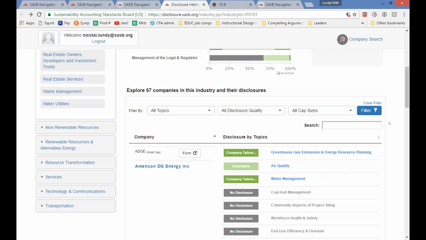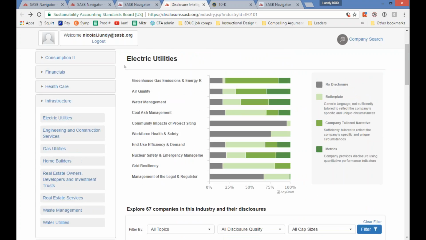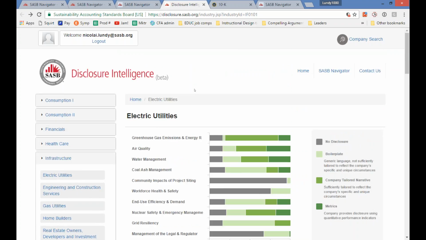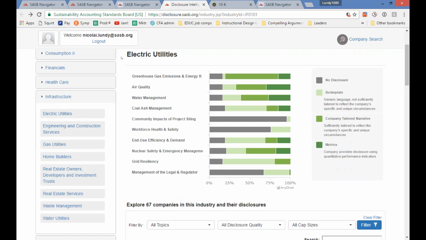You can do this, again, for every industry. I've just looked at one company through this whole life cycle, but all of the information for all of SASB's 79 industries, all of the topics, all the metrics, is captured in the Navigator.